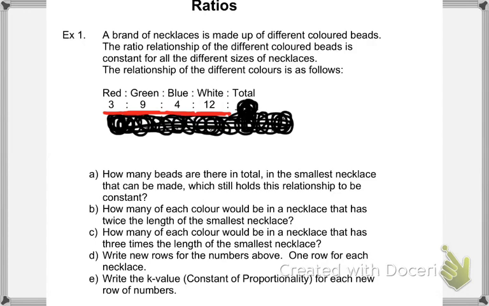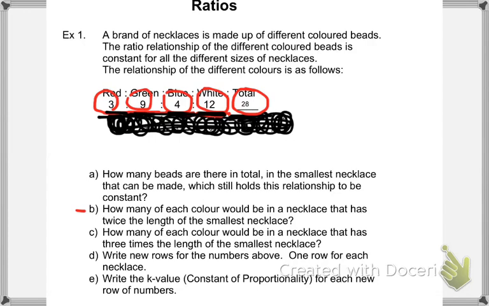Well, none of these numbers, you can't reduce these numbers. You can't divide the same number out of all these numbers. So this ratio cannot be reduced anymore. So that's the smallest ratio we can have for this necklace. So the total would be the 12 plus the 4 plus the 9 plus the 3. So that's 12 plus 16, which is 28. So that's where that total comes from.